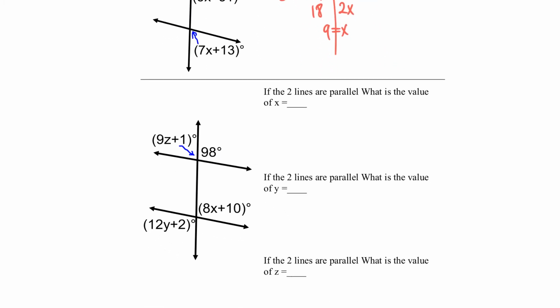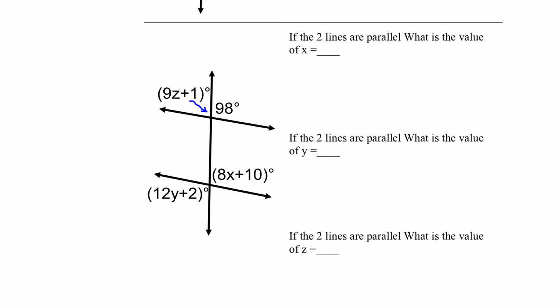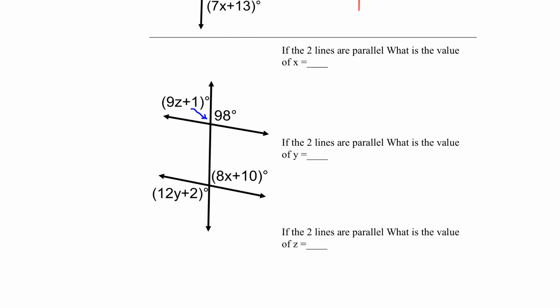So on this one, now there's one angle that I know up there. What's the one angle that I know the measurement of? 98 degrees, this one right here. So I'm going to base all this off of that. The 98-degree angle and the one with x in it, what are those? Corresponding. If the lines are parallel, what do I know about those two? They're congruent. So 8x plus 10 would equal 98. So 8x equals 88, which means x is 11.